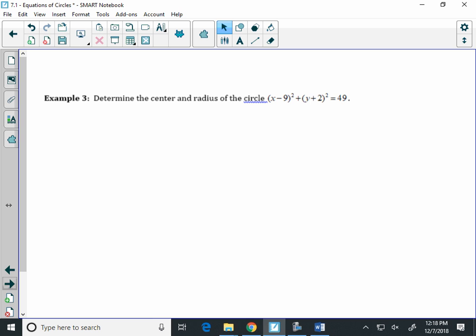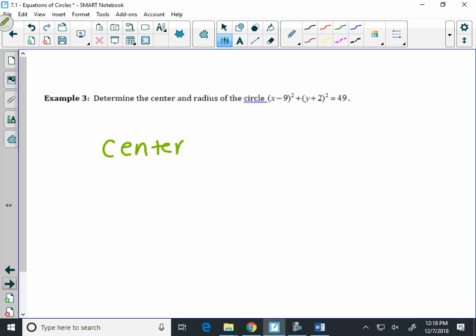Take a look at example 3. It says determine the center and radius of a circle. (x minus 9) squared plus (y plus 2) squared equals 49. So we're backwards. We're given the equation, and we want to know the parts. So we need to know the center and the radius.